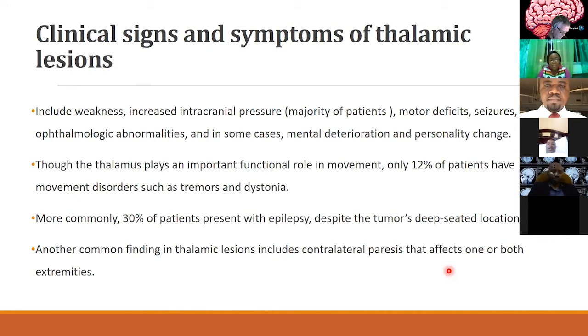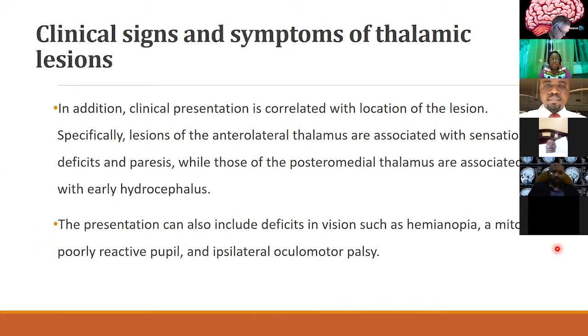Another common finding in thalamic lesions includes contralateral paralysis that affects one or both extremities. In addition, clinical presentation is correlated with the location of the lesion, specifically lesions of the anterolateral thalamus, which are associated with sensation deficits and paralysis, while those of the posterior medial thalamus are associated with early hydrocephalus. The presentation can also include deficits in vision such as hemianopia, miotic poorly reactive pupil, and ipsilateral oculomotor palsy.